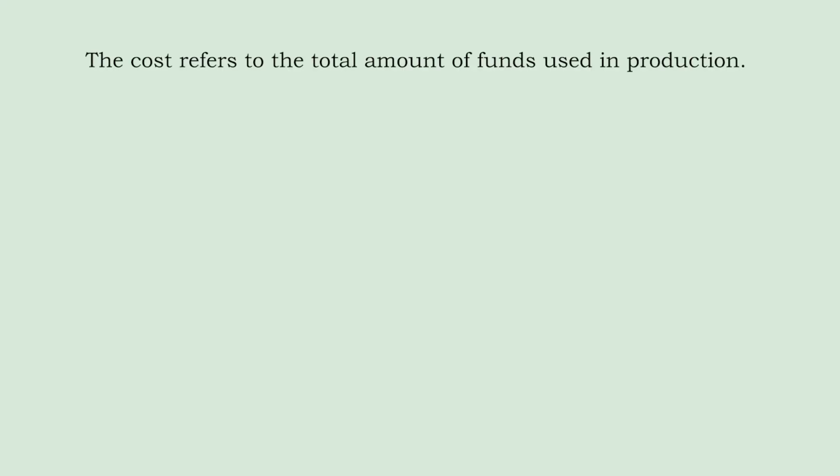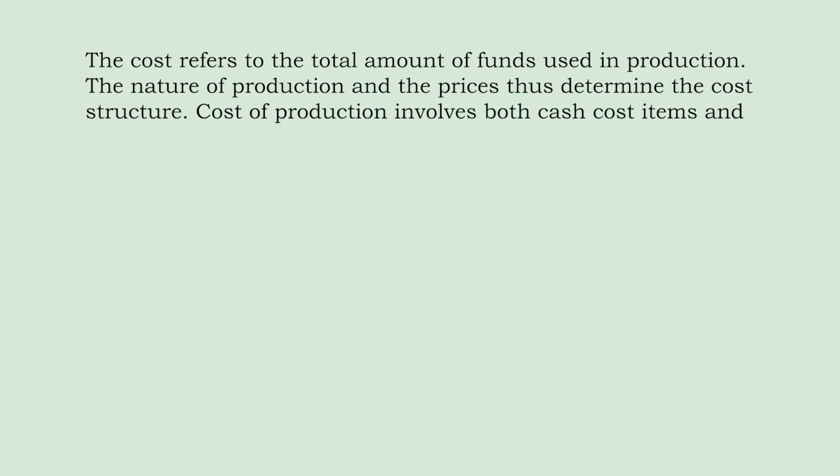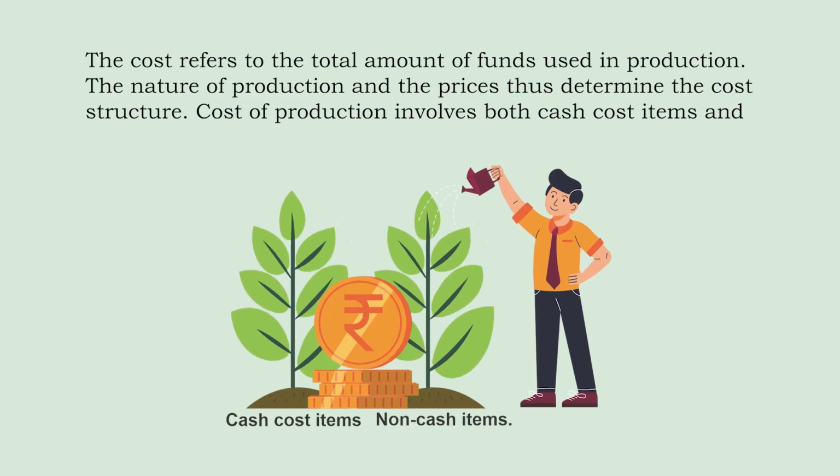First of all, let us understand the cost of production. The cost refers to the total amount of funds used in production. The nature of production and the prices thus determine the cost structure. Cost of production involves both cash cost items and non-cash items.